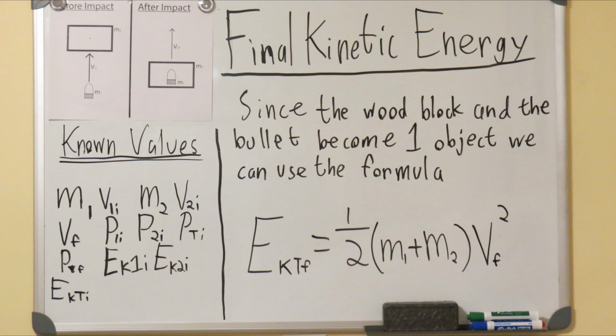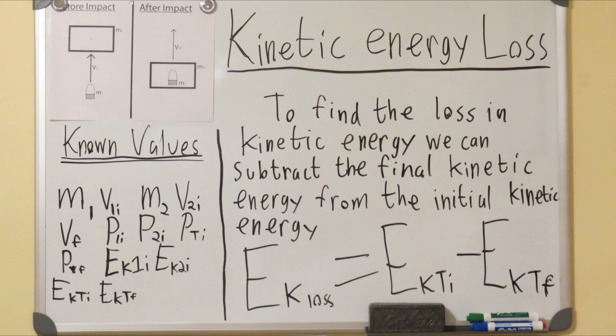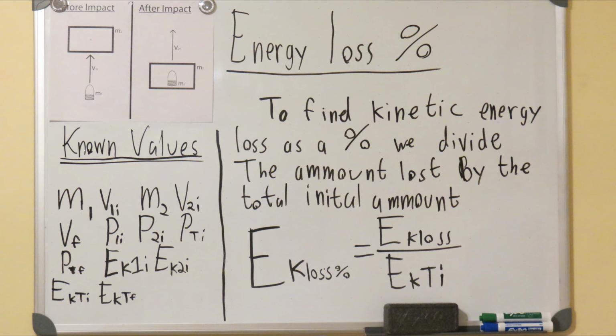Since the wood block and the bullet become one object after the collision, we can use the kinetic energy formula to solve for the final total kinetic energy. To find the loss in kinetic energy, we can subtract the total final kinetic energy from the total initial kinetic energy. To find the kinetic energy loss as a percentage, we divide the amount lost by the total initial amount.